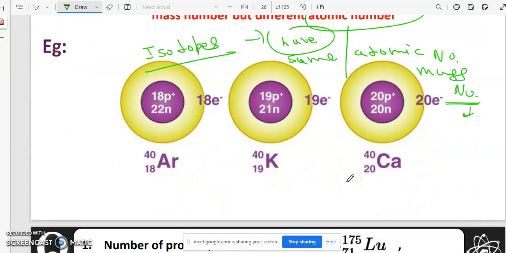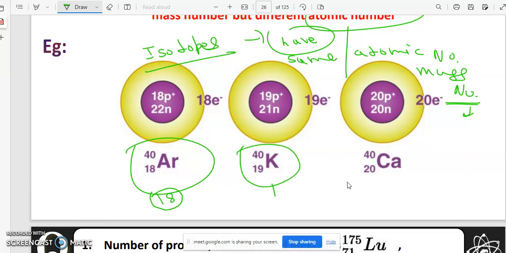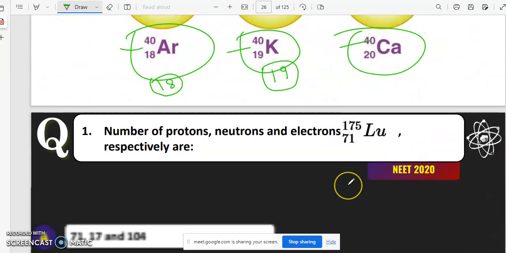Let's take some examples. See here. What is the atomic number of argon? 18. Potassium, atomic number 19. Calcium, 20. So what is the same in all these? Atomic number or mass number? Mass number is the same. So they are examples of isobars.